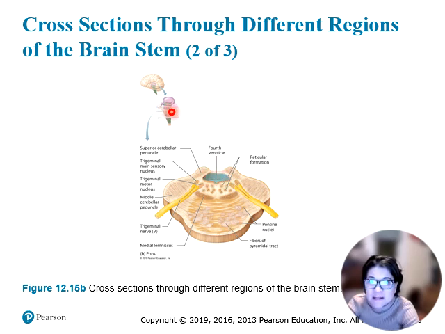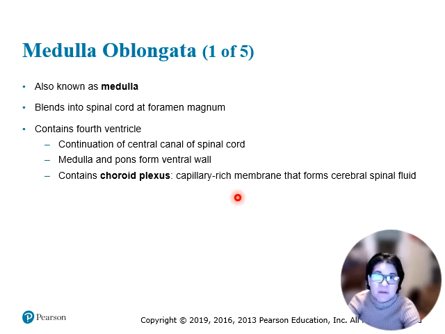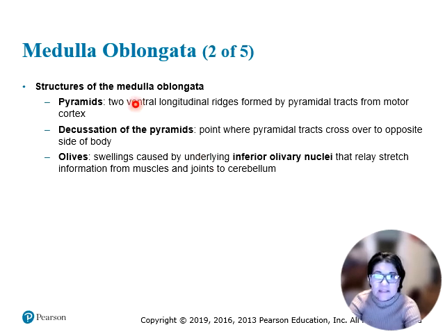So we're on this second cross section here, right? Reticular formation you can see. Okay, so that's that part. And then medulla oblongata, or just medulla. So this is where you're moving down into the spinal cord. And it's got different structures. It's got pyramids.